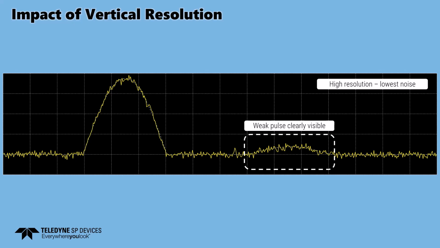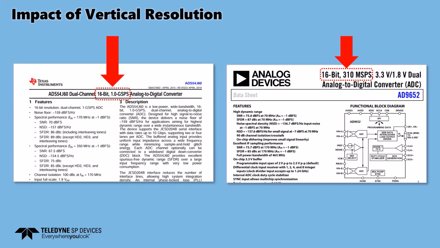However, when measuring nanosecond pulses, your options are limited by the performance of available ADCs. Here are state-of-the-art 16-bit ADCs from Texas Instruments and Analog Devices supporting sampling rates of 1 gigasample per second and 310 megasamples per second respectively. These ADCs cannot measure our 1 nanosecond pulse accurately, as they would only provide 1 sample per pulse at most, failing to reflect the actual input signal.